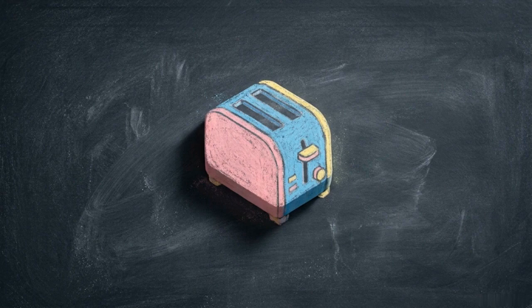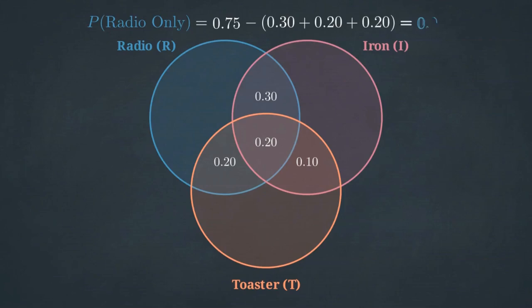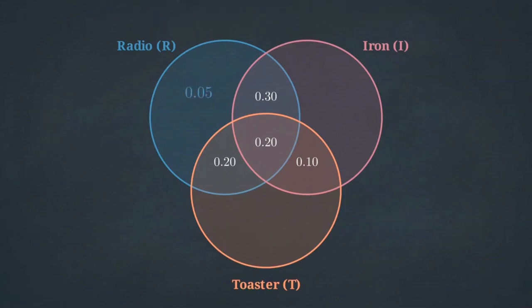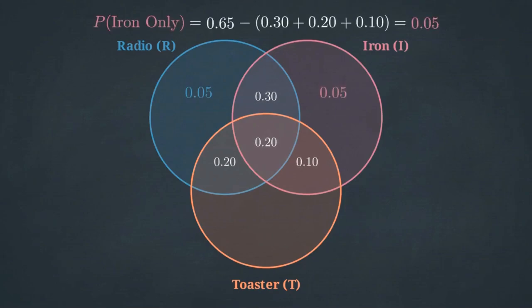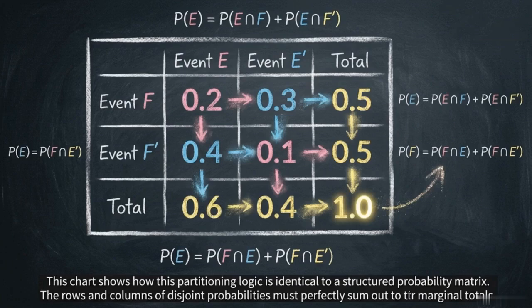Now we step to the outermost boundaries to deduce the households containing exactly one appliance. To find the radio-only region, we take the raw top-level total of 0.75, and we subtract the 3 previously calculated internal petals, 0.30, 0.20, and 0.20. This reveals that a mere 0.05, or 5% of the households, have only a radio. Applying that same logic to the remaining boundaries cleanly populates the rest of the map. This chart shows how this partitioning logic is identical to a structured probability matrix. The rows and columns of disjoint probabilities must perfectly sum out to their marginal totals.